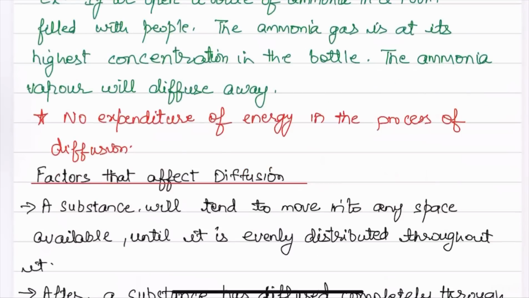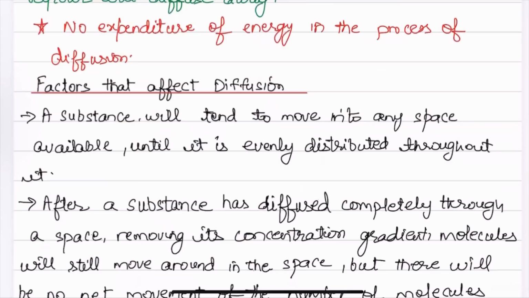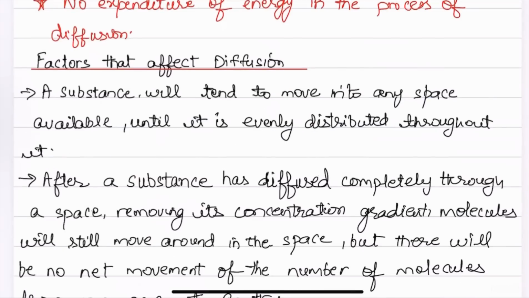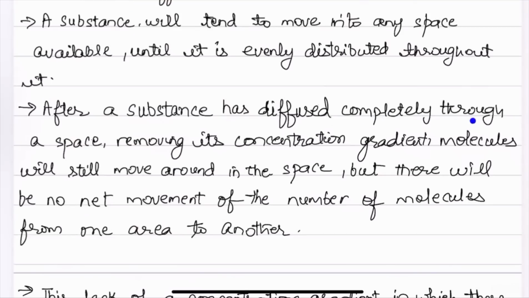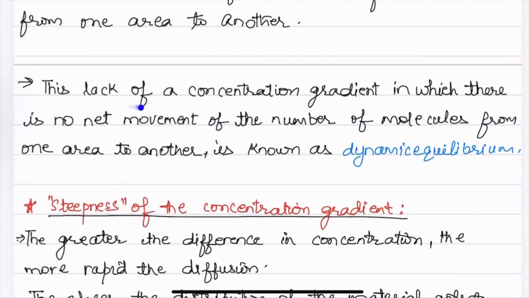And factors that affect diffusion are, first, a substance will tend to move into any space available until it is evenly distributed throughout it. After a substance has diffused completely through a space, removing its concentration gradient, molecules will still move around in the space, but there will be no net movement of the number of molecules from one area to another. This lack of a concentration gradient, in which there is no net movement of the number of molecules from one area to another, is known as dynamic equilibrium.